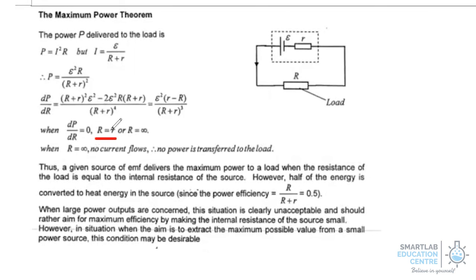And when the load resistance is equal to the internal resistance, we also need to note that the efficiency will now be just 50%. So the maximum efficiency that we can attain based on the maximum power theorem is 50%, which means 50% of the energy will be lost.